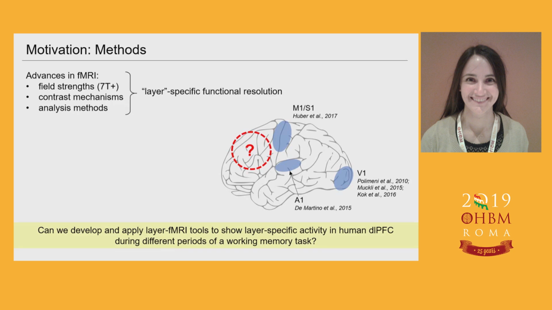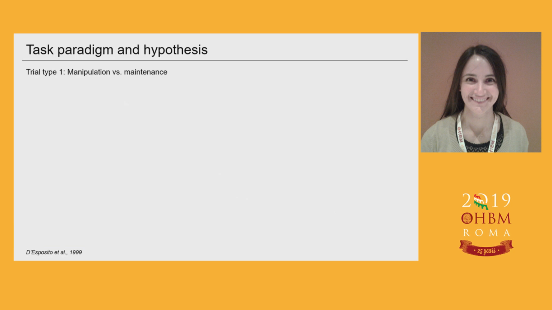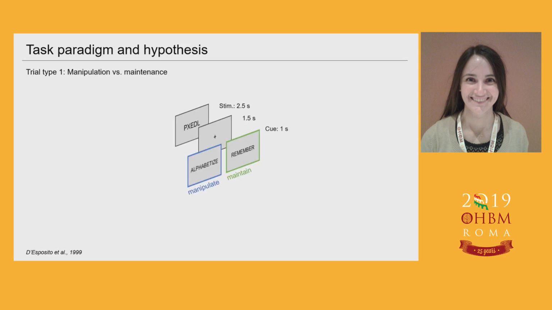So I'll walk you through our task paradigm and hypotheses. We used a pretty well-validated working memory task. We had 2 different trial types. The first one was aimed at dissociating manipulation from maintenance, specifically during the delay phase. So the way this worked was participants saw a string of letters, and then they saw a cue telling them either to alphabetize those letters, so to rearrange them into alphabetical order, or to simply remember them, maintain them in the order that they saw them. So those would be the manipulate or maintain conditions respectively.